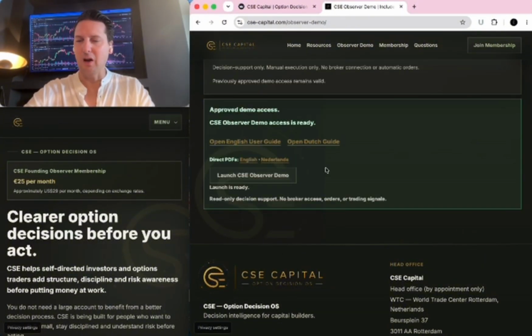After logging in, you can open the English user guide or the Dutch user guide. We are a Dutch company, so we made an exception for the Dutch. And here you can read everything about the software that we made: how to read it, how to use it. Here you can launch it.